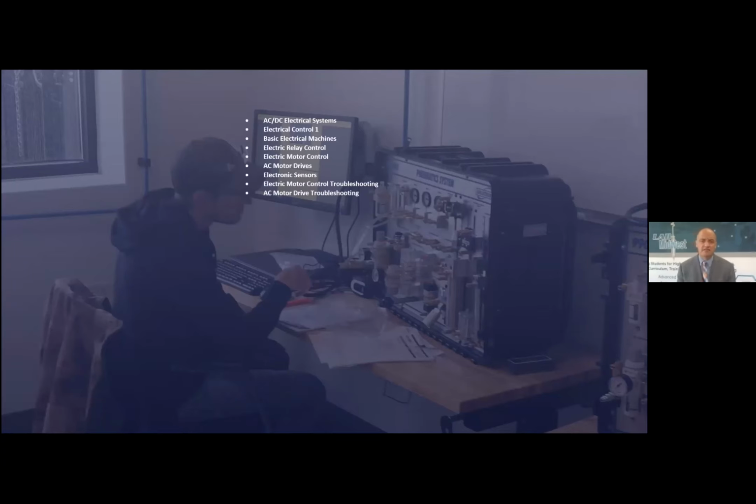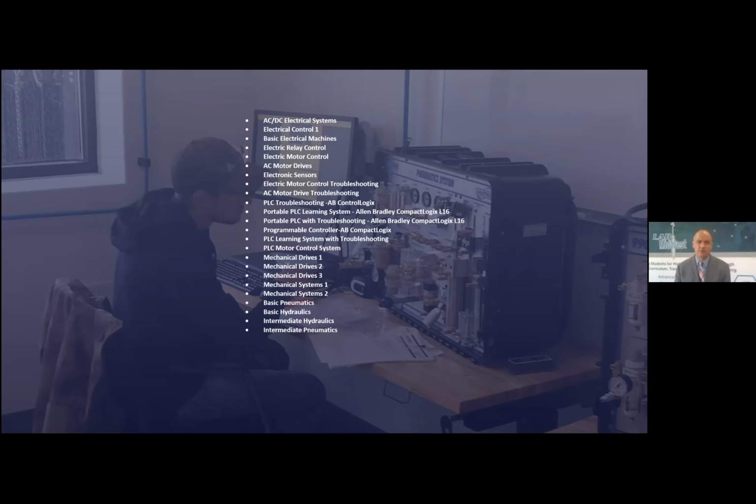When we're done, we end up with a sequence of learning opportunities for a learner, things like this list: AC/DC electrical systems, electric motor control, motor drive troubleshooting. Maybe we add in some PLC learning systems and understanding programmable logic controllers and variable frequency drives. Maybe mechanical drives are important: gears, shafts, pulleys, chains, belts, some basic pneumatics, some basic hydraulics, and some lean manufacturing concepts. This is just an example.